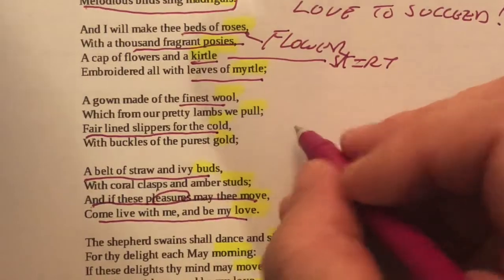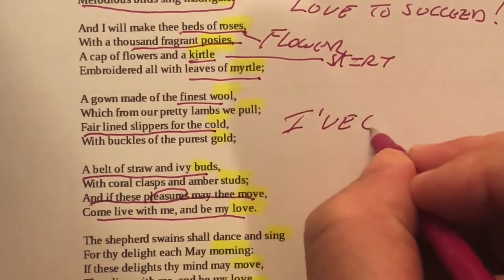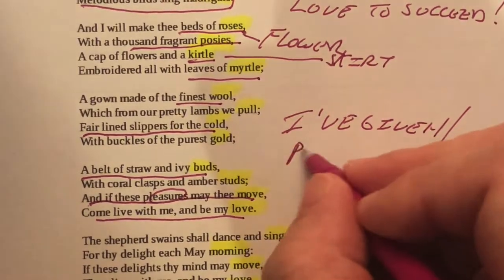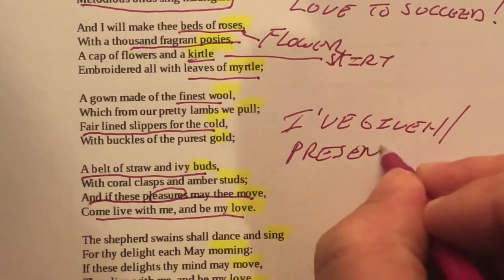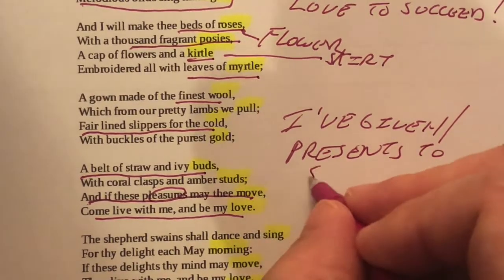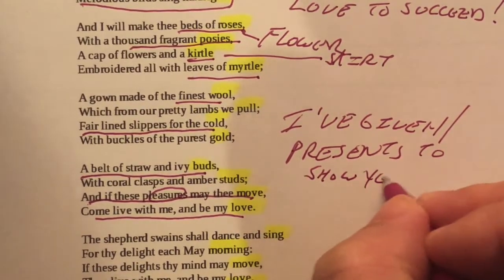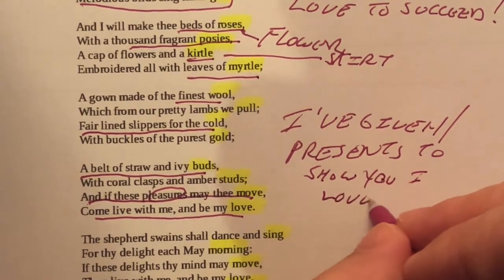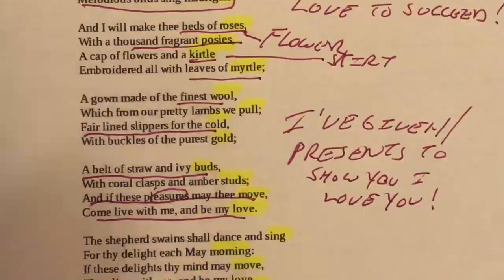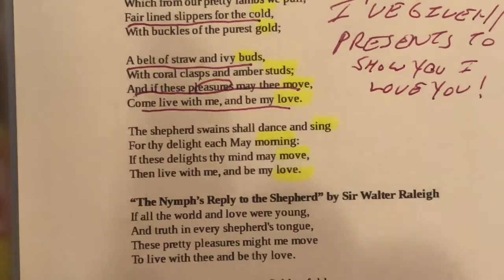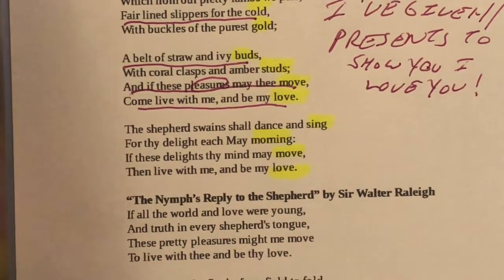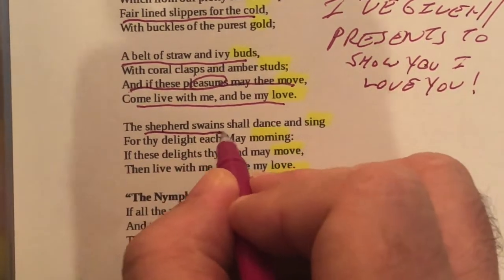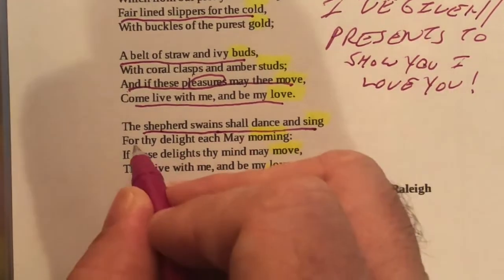I've given you these things, or I want to give you these things, presents, if you will, to show you I love you. Okay. How great will our life be together? Here is the cycle of nature and cycle of life. The shepherd swains, those other shepherds, other young shall dance and sing for thy delight each May morning.